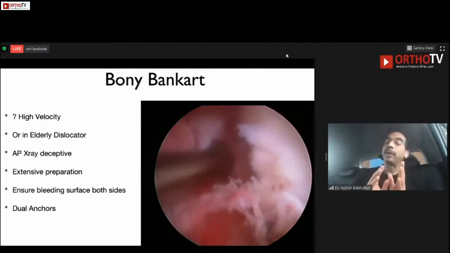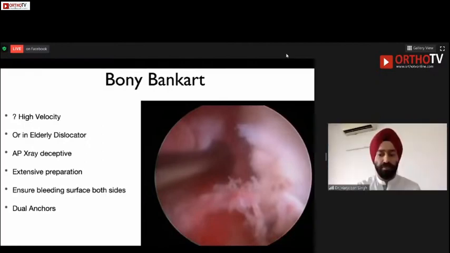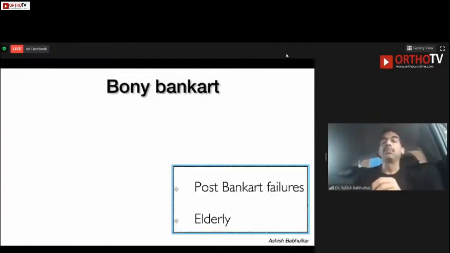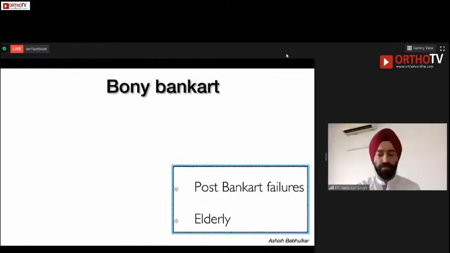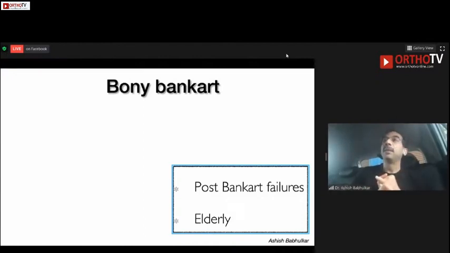Ensure you have a bleeding surface. So when you have a bony Bankart, you're going to freshen both the fragment side and the glenoid side, and perhaps sometimes use dual anchors. I see a much greater preponderance of bony Bankarts in post-Bankart failures because the previous anchors present as a stress riser and the fracture line passes through them, number one. And number two, consistently, if I have an elderly lady who's had a dislocation, invariably they dislocate with a chunk of bone because of the ensuing osteoporosis.